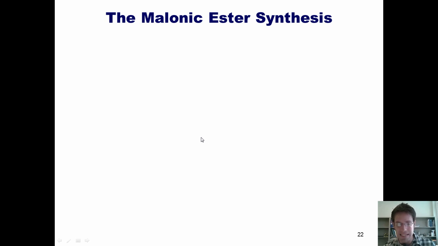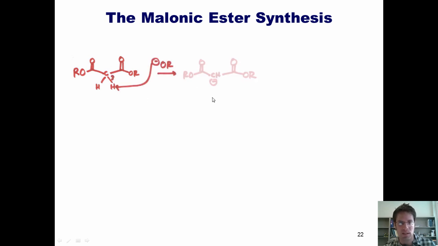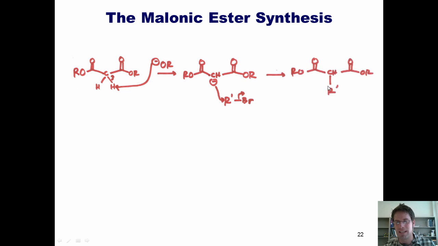So what in the world am I talking about? Well, here's the mechanism. I take my malonic ester and I treat it with a matching base, and that base deprotonates the alpha hydrogen to give me this negatively charged enolate intermediate. I then react this with an alkyl halide of whatever type I want, and this negative charge on the carbon attacks the alkyl group to kick off the bromide, giving me an alpha alkylated intermediate.